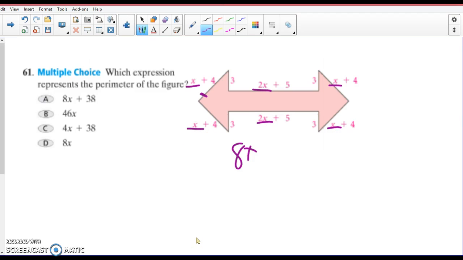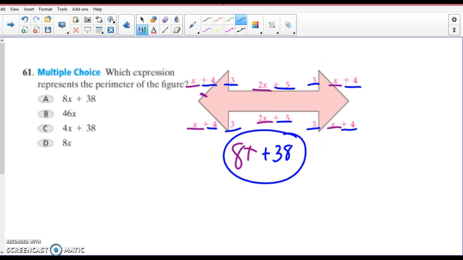The second part of combining like terms is adding up the rest of our like terms, which in this case are all constants. So 4 plus 3 is 7, plus 5 is 12, plus 3 is 15, plus 4 is 19, plus 4 is 23, plus 3 is 26, plus 5 is 31. That'll be 31 plus 3 is 34, plus 4 is 38. 8x plus 38, which is A. Perimeter is nothing more than adding up the sides.